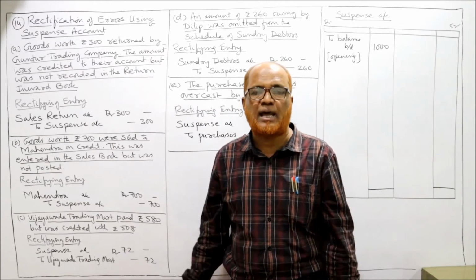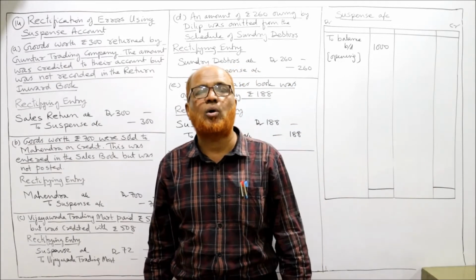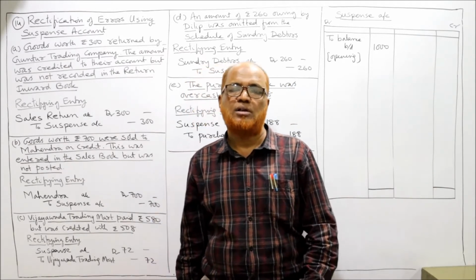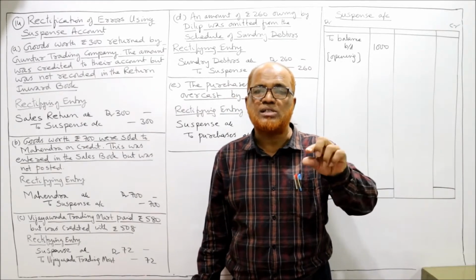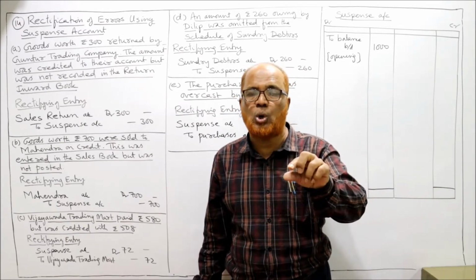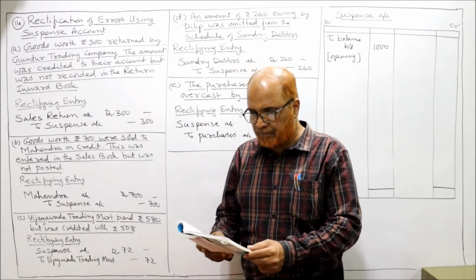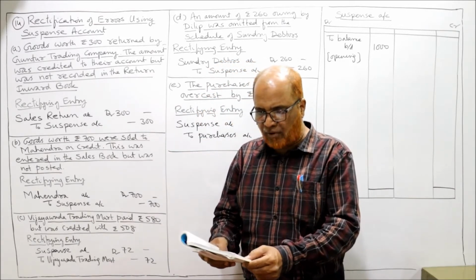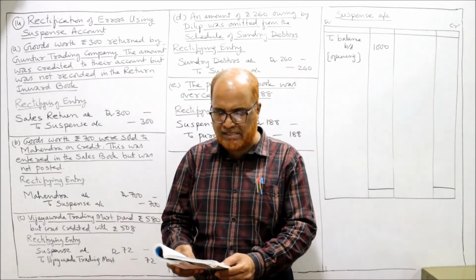The trial balance is not tallying. For the time being, he has put the difference in a new account called suspense account. So which side is less now? Debit side is less. The suspense account will show a debit balance of 1000. Right? Now, later on, the following errors were discovered. Rectify these errors and prepare suspense account.